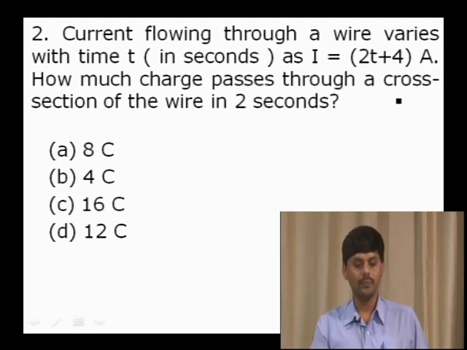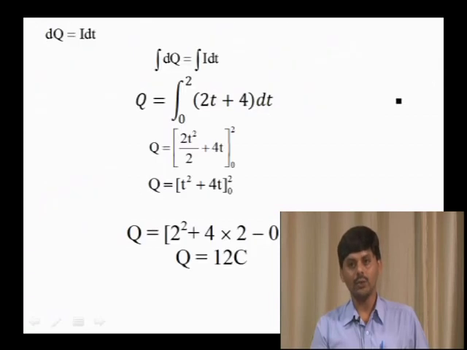Question number 2. Current flowing through a wire varies with the time t as I is equal to 2t plus 4 ampere. How much charge passes through a cross section of the wire in 2 seconds? Option A 8 coulomb, option B 4 coulomb, option C 16 coulomb, option D 12 coulomb. See here we have a solution.